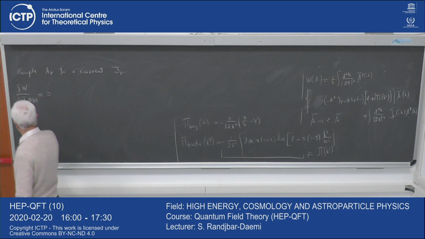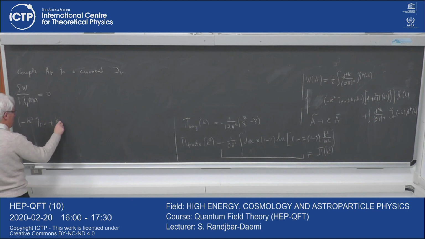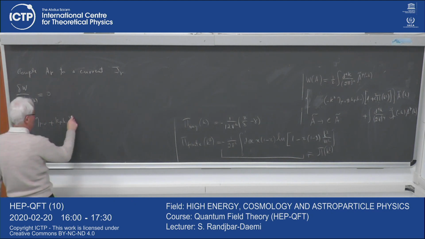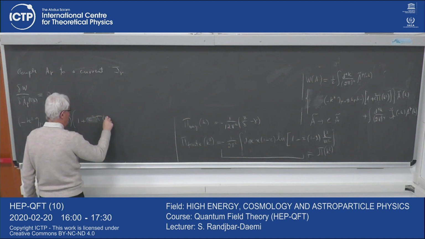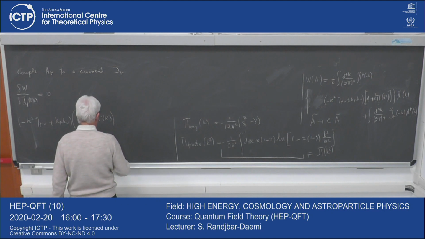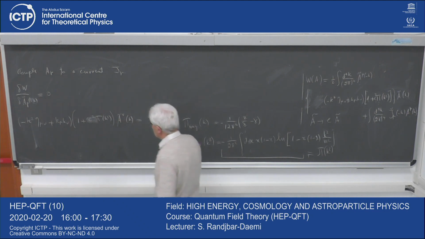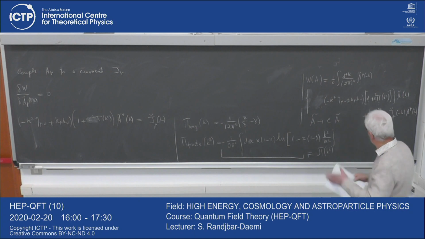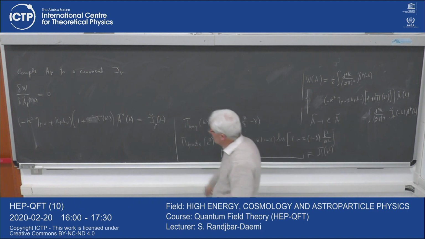And the equation of motion will be minus k squared eta mu nu plus k mu k nu times 1 plus e squared pi of k squared, times A tilde mu of k, equals j tilde mu of k. You can put this sign minus so that when I take j to the other side, it will be plus.